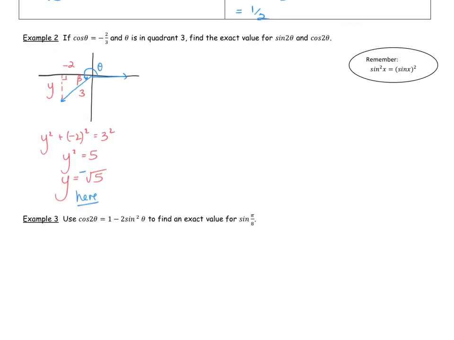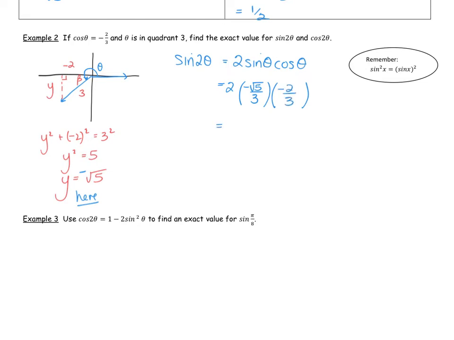Hopefully you agree with my diagram and you can see how that third side is negative root 5 in this case. And so then we just look at what we're being asked. Here I'm being asked for sine 2 theta, so I'm going to use my double angle formula. I know that that's 2 sine theta cos theta. And then from the diagram, I'm going to need sine theta. We just figured out that sine theta is negative root 5 over 3, opposite over hypotenuse in my triangle. And we already knew that cos theta was negative 2 over 3.